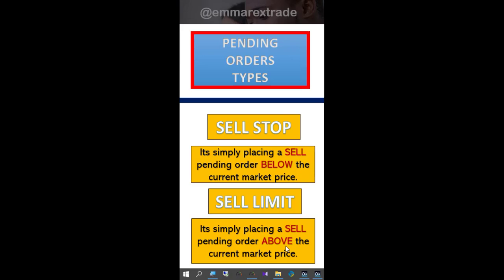Now, with all of these different types of pending orders, you can as well add stop loss and take profit to it, so that once the trade is triggered, the stop loss can protect your account, and of course the take profit can also protect your profit on the trade.